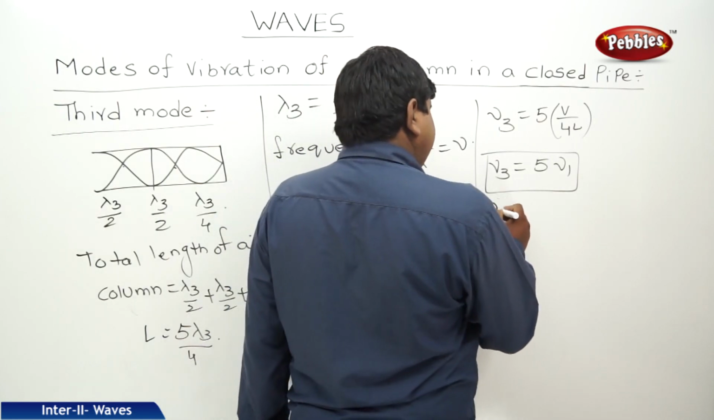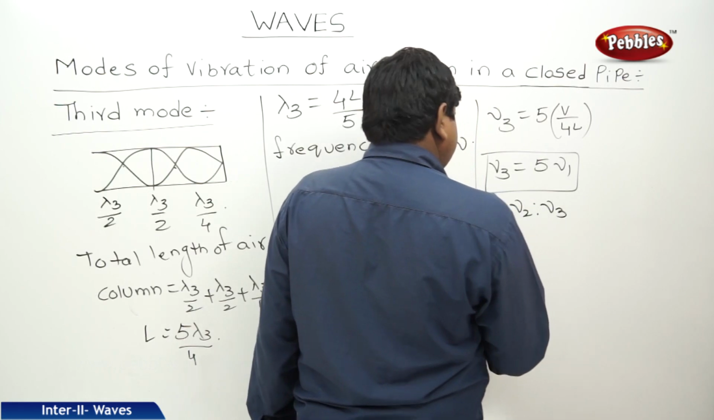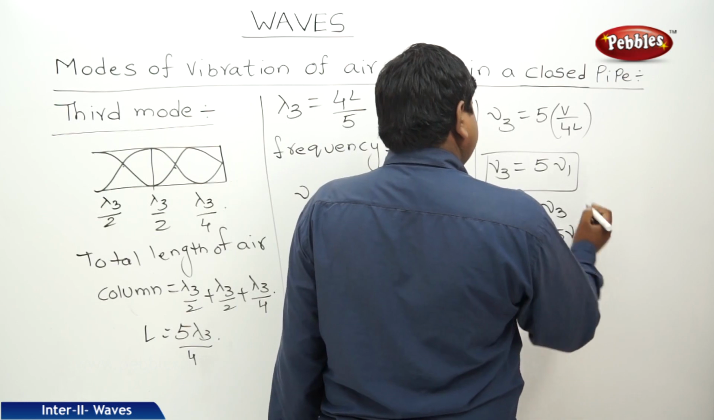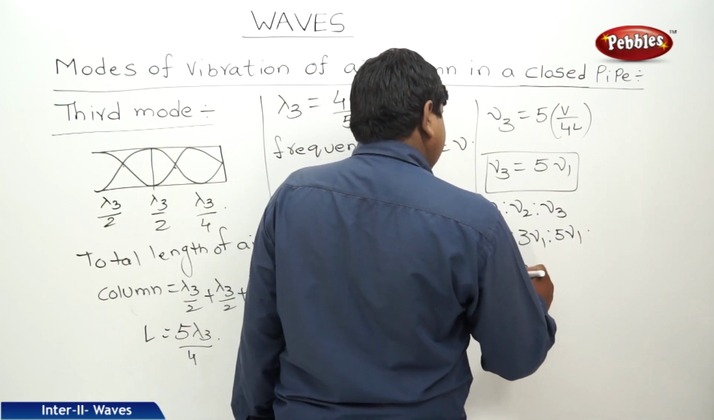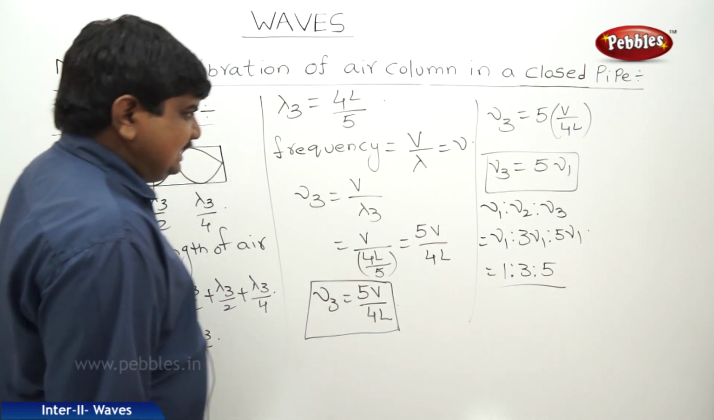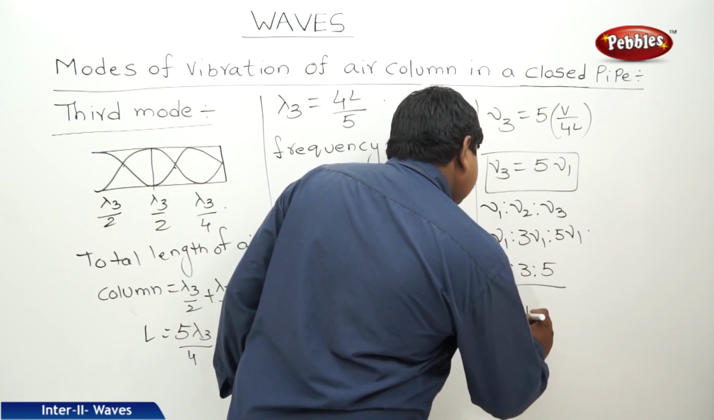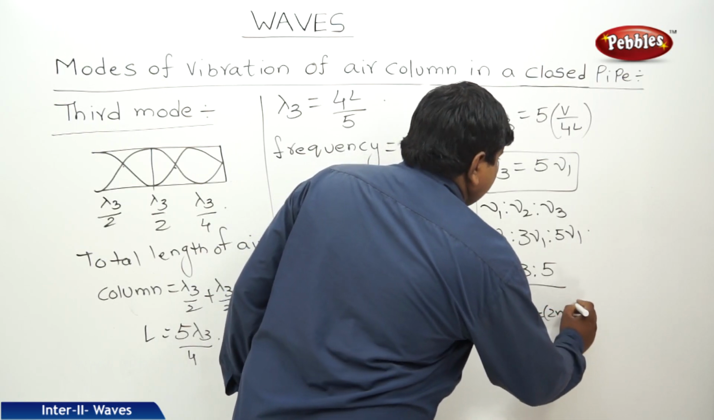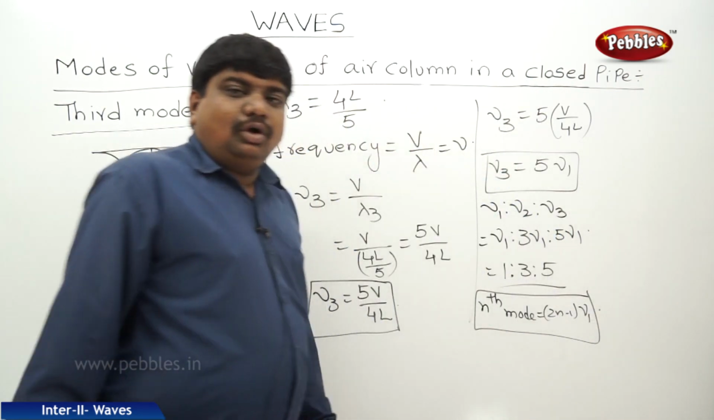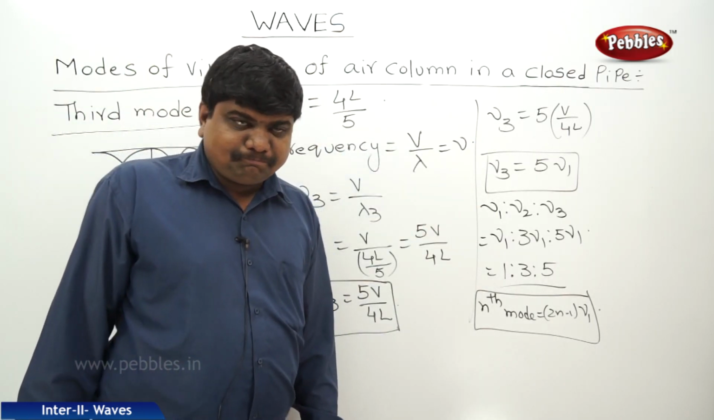Therefore, the ratio of the frequencies ν1 is to ν2 is to ν3 is equal to ν1 is to 3ν1 is to 5ν1. So it is 1 is to 3 is to 5. So the nth mode is equal to (2n minus 1) into ν1. Here odd harmonics are possible. That means the frequencies are odd multiples.